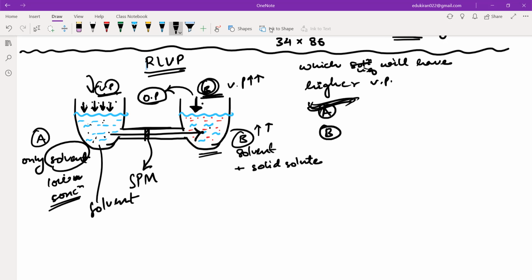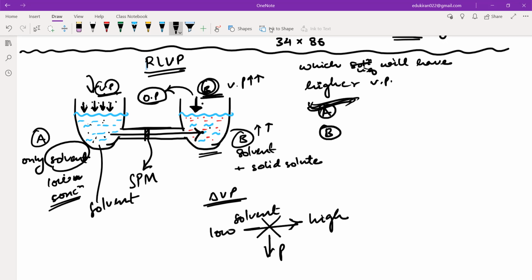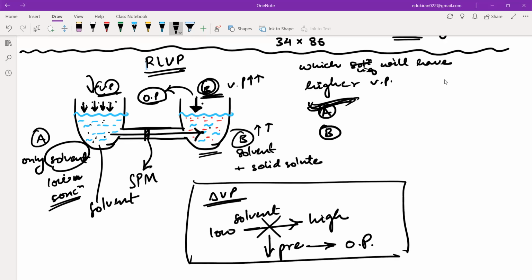Okay, so first thing first. Due to the difference in vapor pressure, the solvent molecule flows from a solution of low concentration towards a high concentration, that is, low concentration of solute to high concentration of solute. And in order to stop this flow, we apply a pressure, and this pressure is known as osmotic pressure. Please remember this small portion conceptually. Difference in vapor pressure leads to the movement of solvent from low concentration to high concentration, and the pressure applied in order to stop this flow is known as the osmotic pressure.